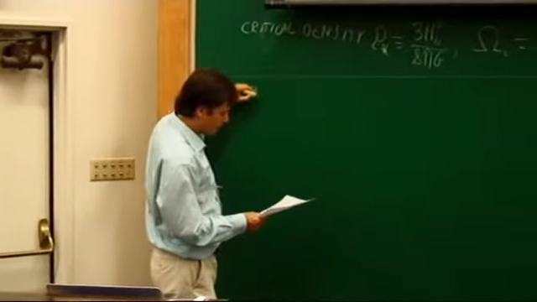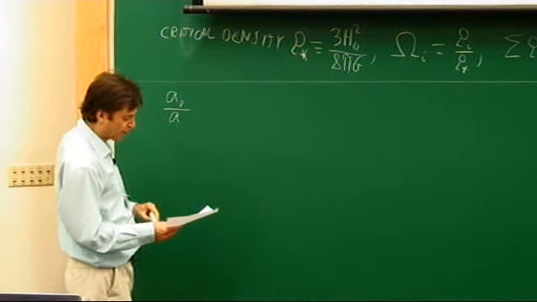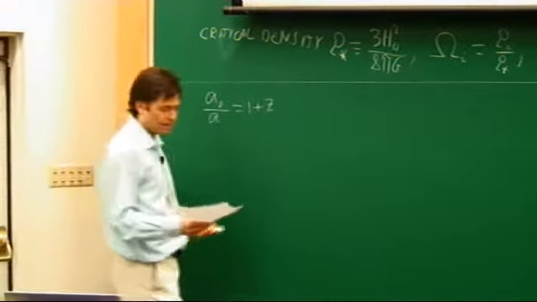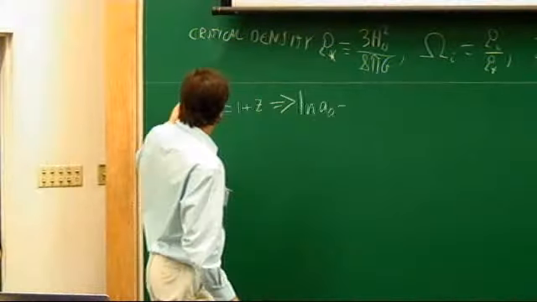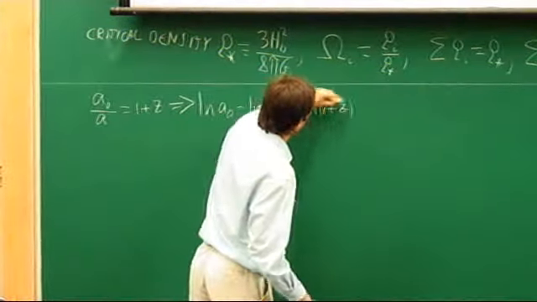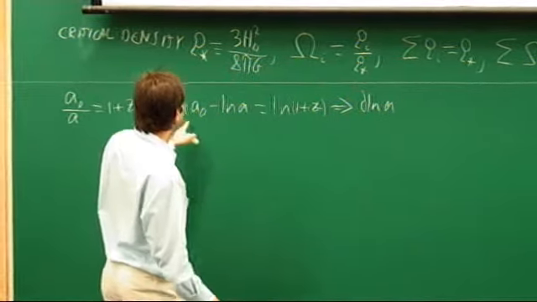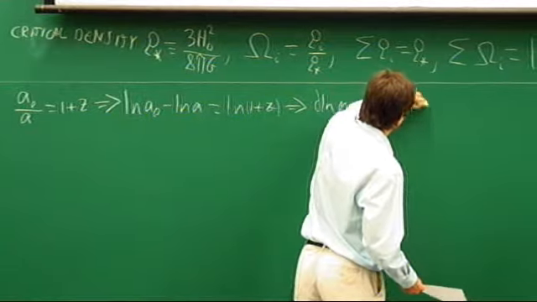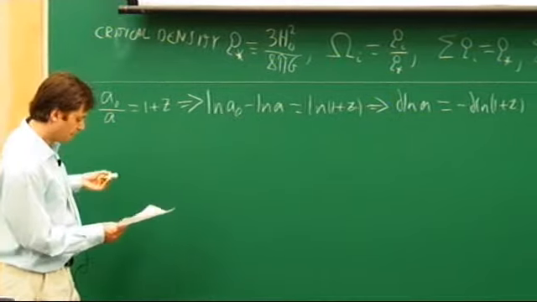So let's take a0, today's size of our universe, divided by a at some earlier time, which, remember, by definition was equal to 1 plus z, okay? So if we just take the log of this, it tells us that log a0 minus log a equals log of 1 plus z, right? So if I just differentiate this, d log a is just minus d log(1 plus z). Okay? We'll just use that in a moment here.